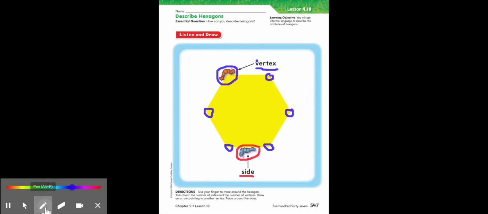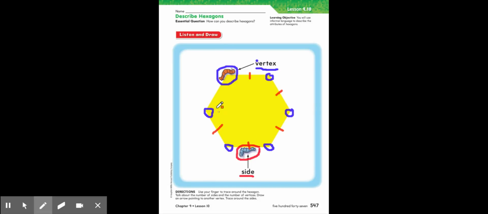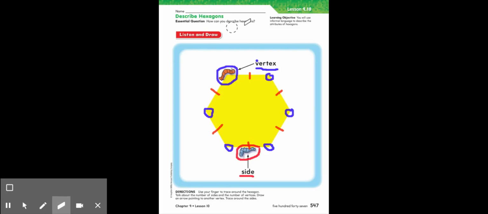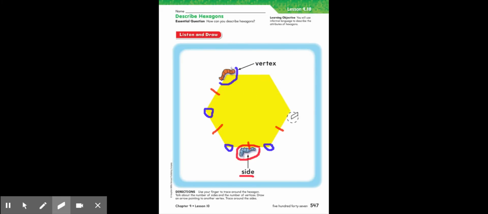Now, let's go ahead and mark up our sides. We'll start here. 1, 2, 3. Our little worm here is side 4, 5, and 6. Perfect. If you want, you can take your finger or a crayon or pencil and trace around the outside of the hexagon. Perfect job. Once your paper is marked up like mine, let's move on to our next page.